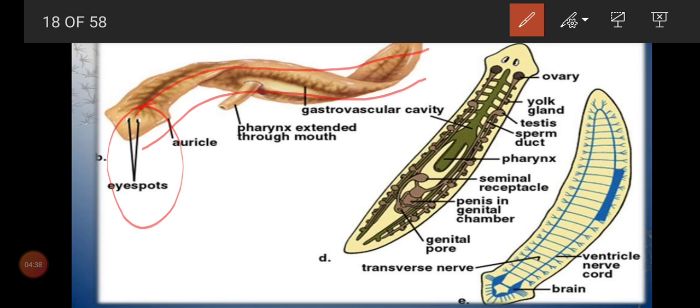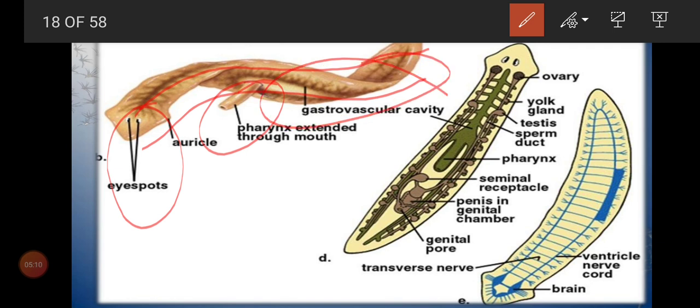We can see the starting of nerve cells even in the Coelenterata group. Only in Porifera there is no nervous system. In Coelenterata nerve cells started. In Ctenophora also the nervous system started. Even in Platyhelminthes we can see sensory cells like eye spots, and we can see the pharynx. Platyhelminthes has a mouth, and the pharynx extends from the mouth, and a gastrovascular cavity is there. So this is the external structure.